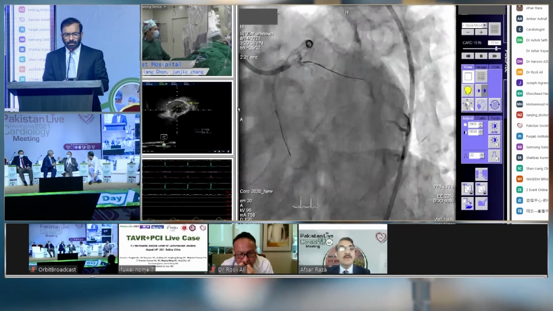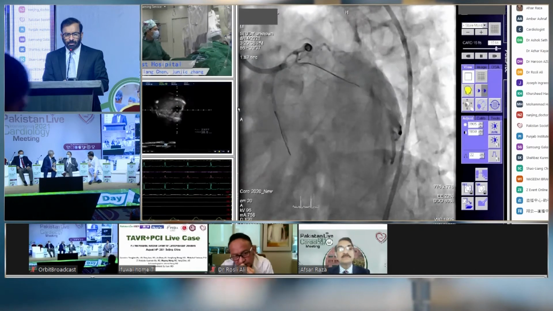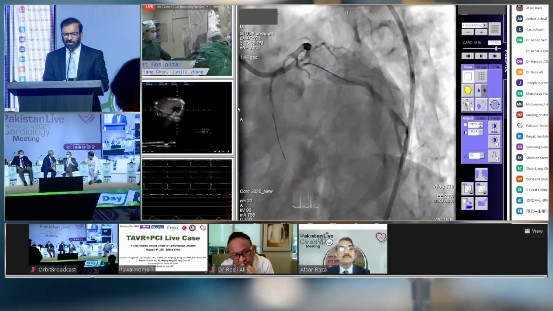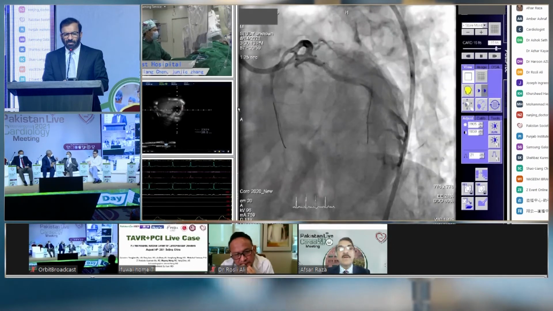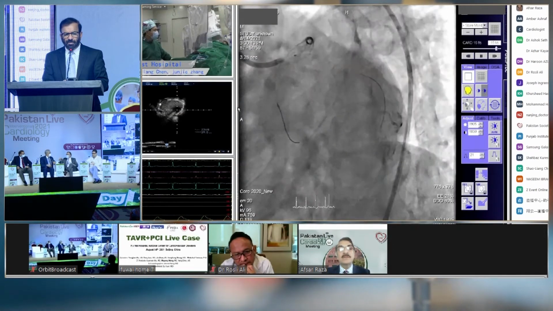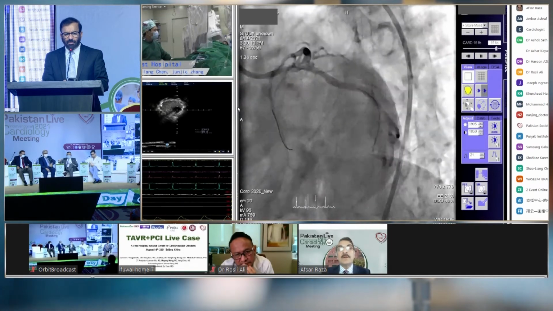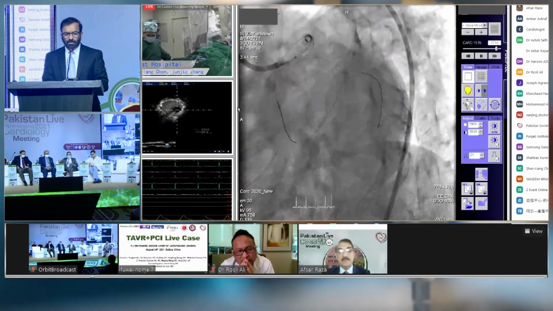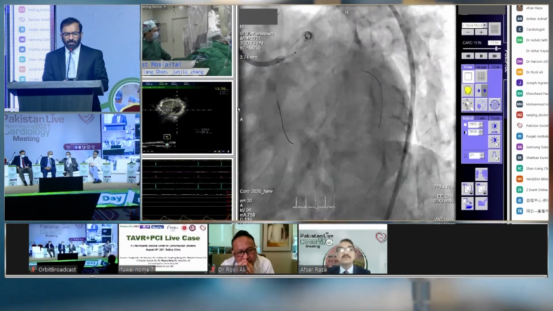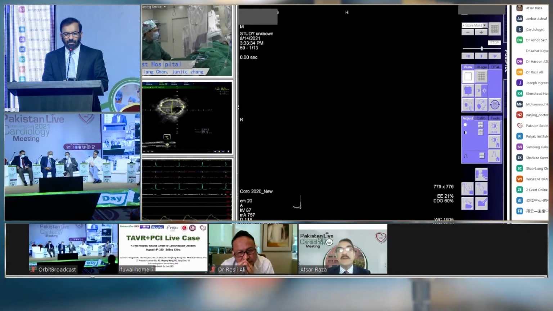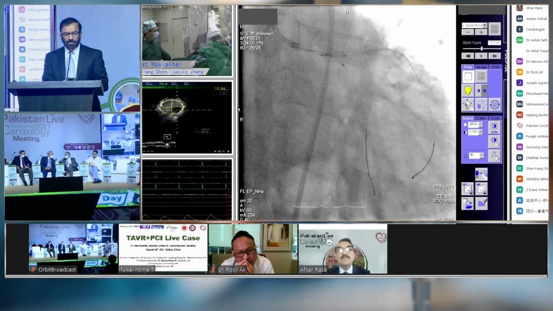This is the first try to access the circumflex, but from the angiogram, actually it's from the proximal cell. Next, we secondarily rewire the circumflex, and from the angio, it's from the middle cell. Then we do the final balloon inflation with the two 3.5 balloons.